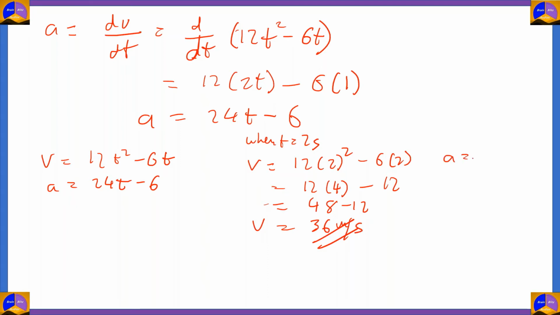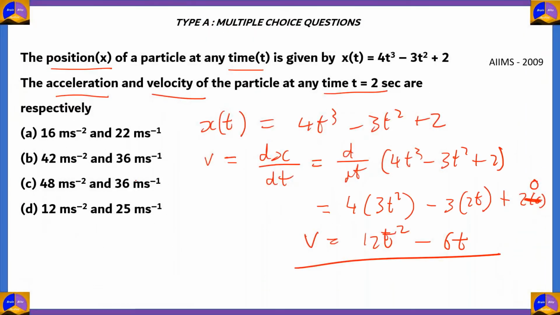And acceleration, we can write that as 24 times 2 minus 6. So 24 times 2 is 48, minus 6. So acceleration will be equal to 42 meters per second squared. So acceleration is 42 meters per second squared. Velocity is 36 meters per second. And both these values are mentioned in option B. So that means option B is the correct option.